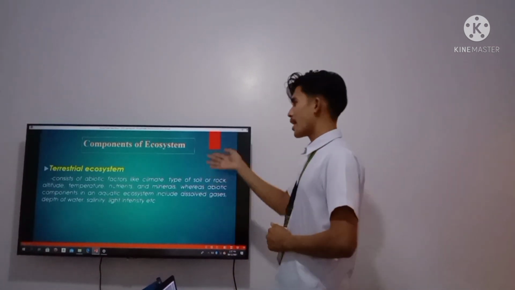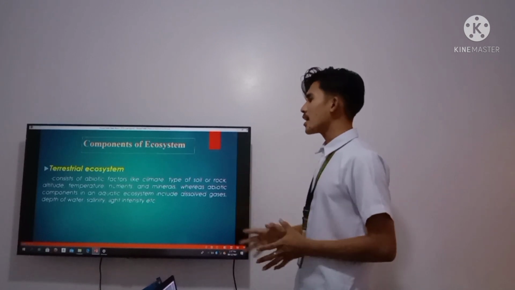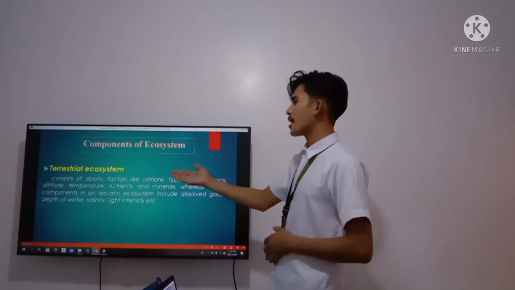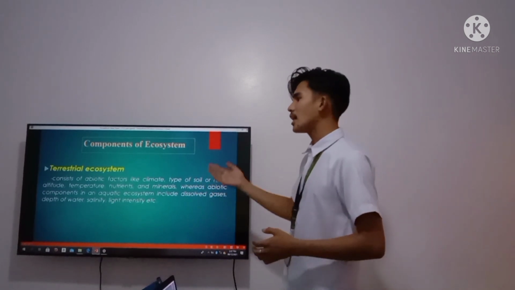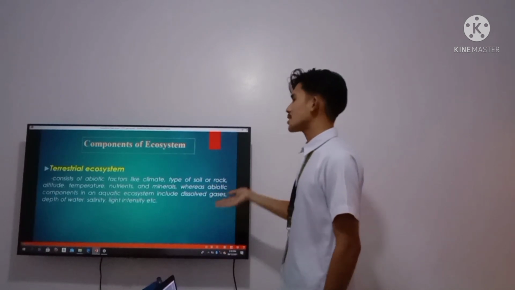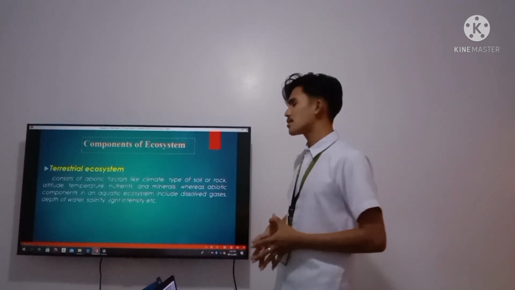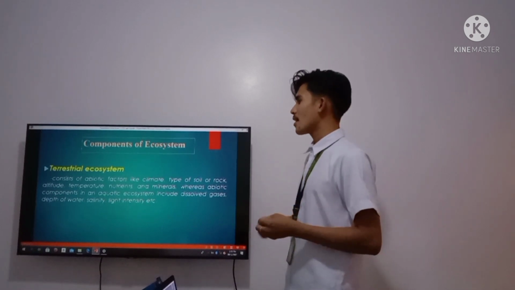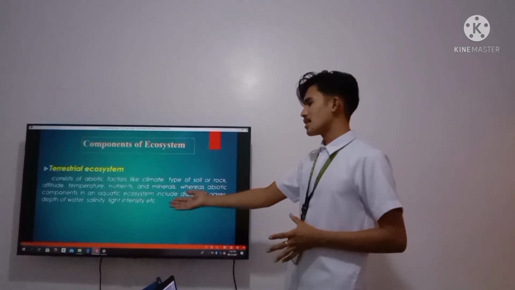The last component of the ecosystem is the terrestrial ecosystem, which consists of abiotic factors like climate, types of soil or rock, altitude, temperature, nutrients, and minerals. Whereas abiotic components in an aquatic ecosystem include dissolved gases, depth of water, salinity, light intensity, and etc.